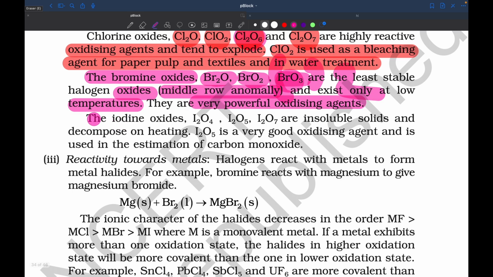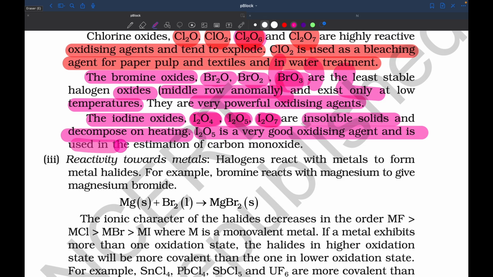Next, iodine oxides are I2O4, I2O5, I2O7. Right? Iodine tetraoxide, iodine pentaoxide, iodine heptaoxide are insoluble solids and decompose on heating. I2O5 is a very good oxidizing agent and is used to estimate carbon monoxide.